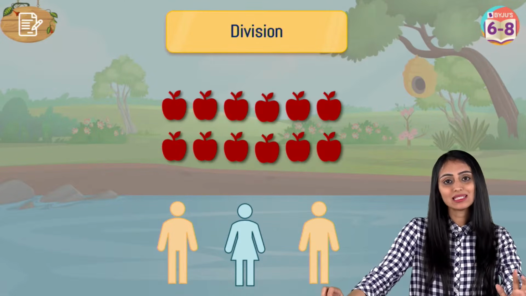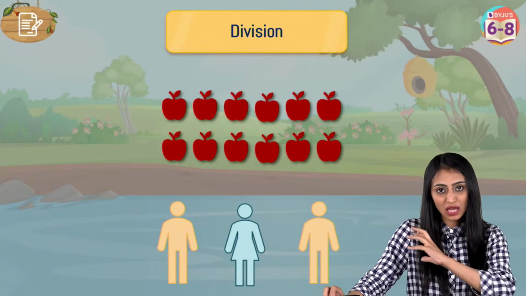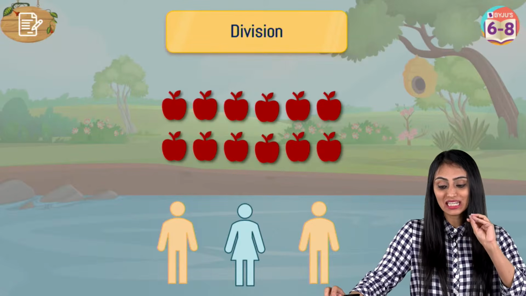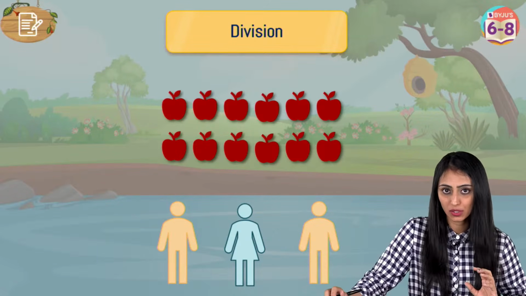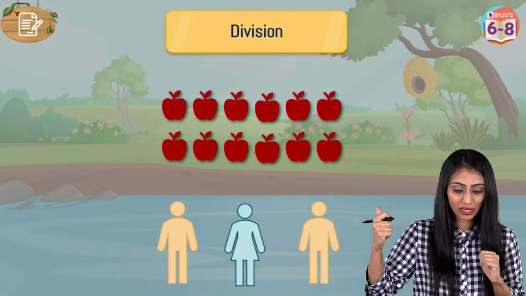So we can say that division is splitting a large group into smaller groups, such that every group gets an equal number of items. That's what division is, right? That's how we divide things, when everybody is getting an equal number of items.